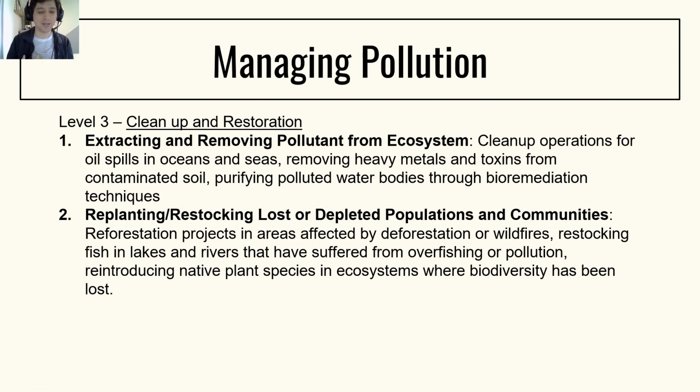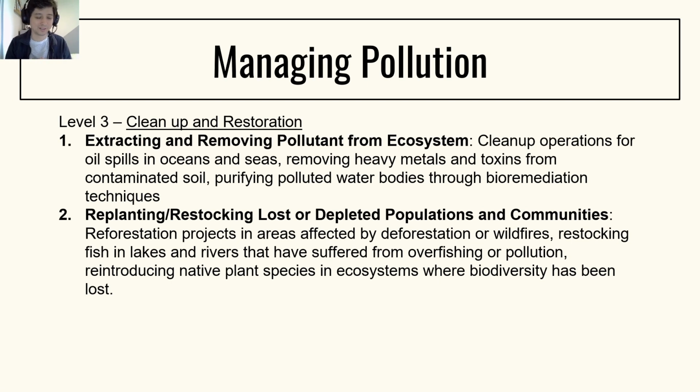So if, for example, a plant has been harmed, well, we will plant a new plant. We'll put a new plant in its place to restore the ecosystem. Or restocking, which means kind of like adding new life into that area. So if a population is depleted, either a plant population or an animal population, we can try to fix that. So here we see again, reforestation projects. So to make a forest like new again, right? In areas affected by deforestation or wildfires, restocking fish in lakes and rivers that have suffered from overfishing or pollution. So that means putting new fish into the lake, okay? Or reintroducing native plant species in ecosystems where biodiversity has been lost.